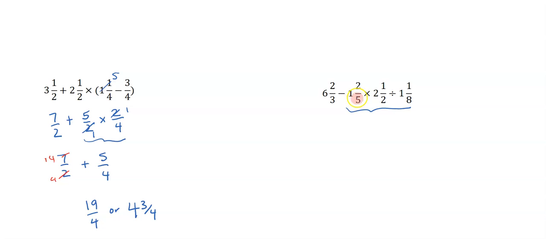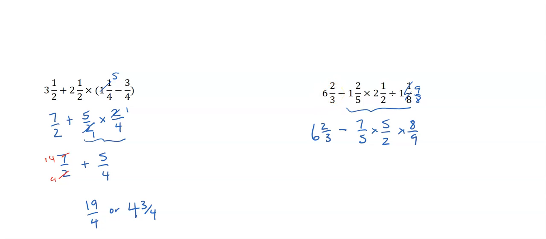So let's go ahead and rewrite this as improper. I'm going to get 7 over 5 multiplied by 5 over 2, divided by 9 over 8. And dividing by 9 over 8, why don't I just save myself some time and say, well, that's the same as multiplying by 8 over 9. Okay, I'm going to bring this down, and let's just leave it. Let's see if it works out.